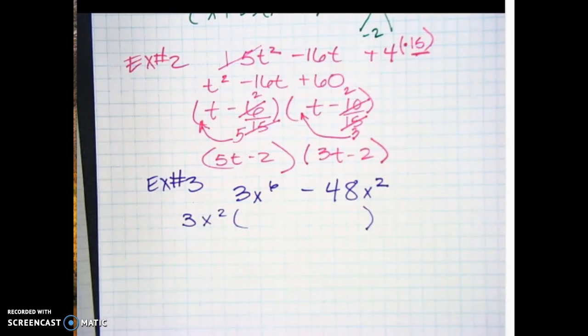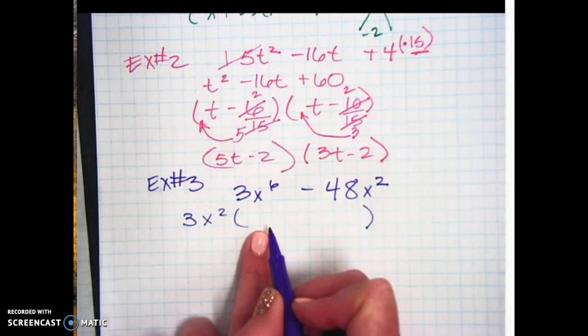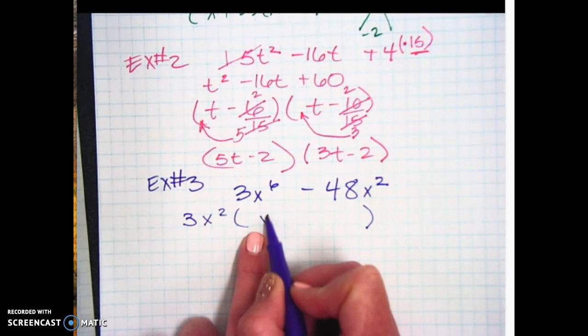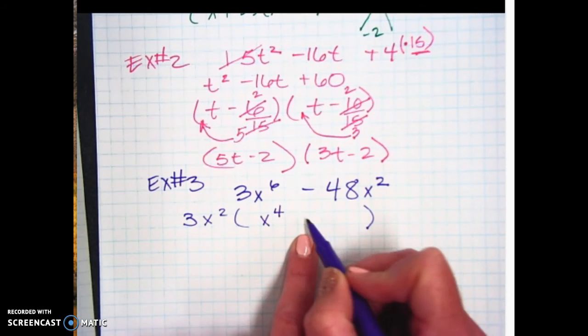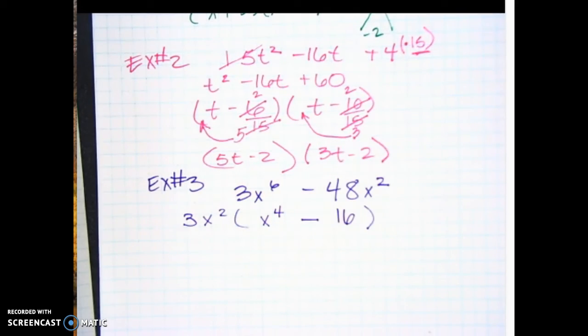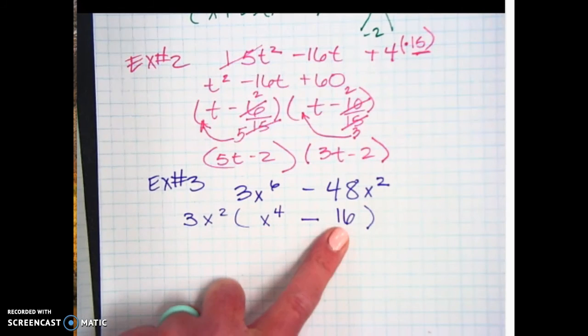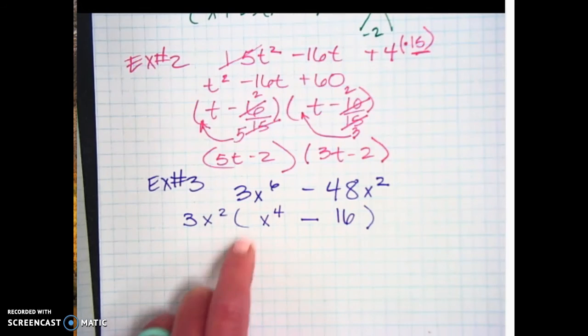Okay, so we're going to be left with a binomial inside. Okay, so first term, what are we left with? X to the 4th. Sign is minus. What are we left with here? 16. So what do you notice about x to the 4th and 16? They're both perfect squares, right?